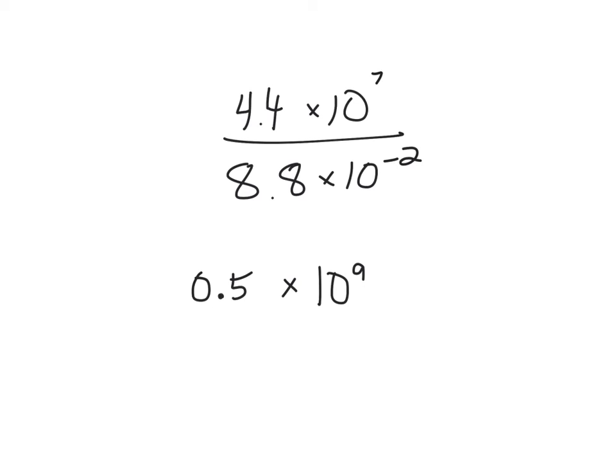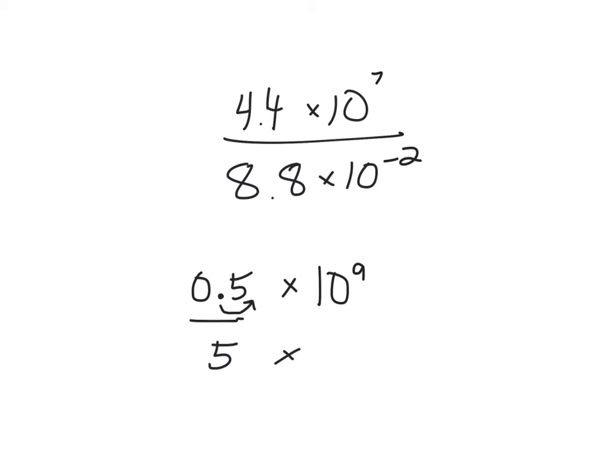And now what I have is something that is not between 1 and 9.9. It's actually too small this time. So what I need to do is move that decimal point to make it a number between 1 and 9.9. So I move the decimal point to the right, so this is now 5.0, or we can just call it 5. I'll just erase that 0.0, just call it 5.